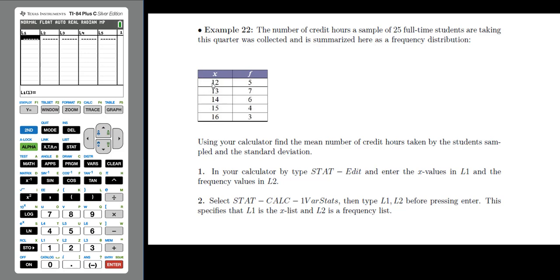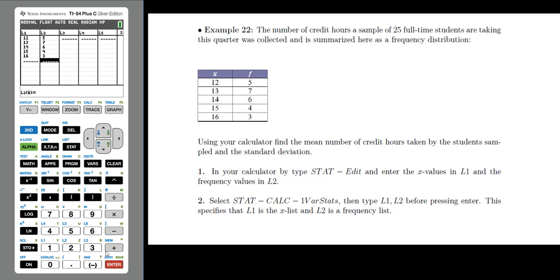So now I'm just going to type in my variable values into list 1. So 12, 13, 14, 15, and 16. And then in list 2, I'm going to type in the frequencies that each of those values occur at. So there are 5 12s, 7 13s, 6 14s, 4 15s, and 3 16s.